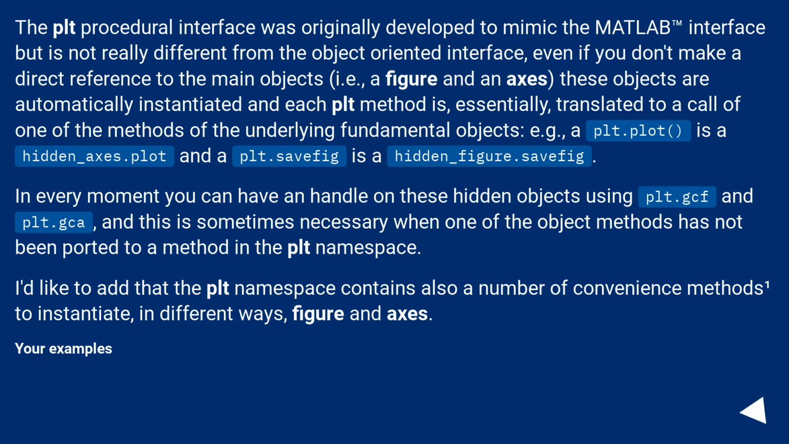At every moment you can have a handle on these hidden objects using plt.gcf and plt.gca, and this is sometimes necessary when one of the object methods has not been ported to a method in the PLT namespace. I'd like to add that the PLT namespace contains also a number of convenience methods (1) to instantiate, in different ways, figure and axis. Your examples.